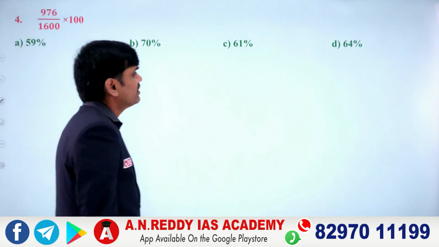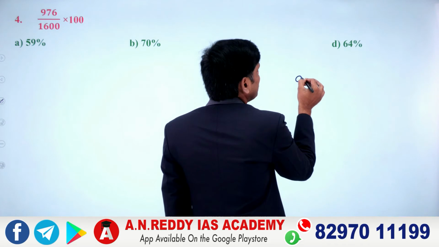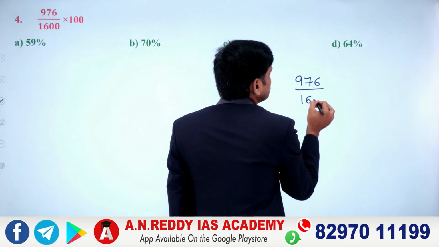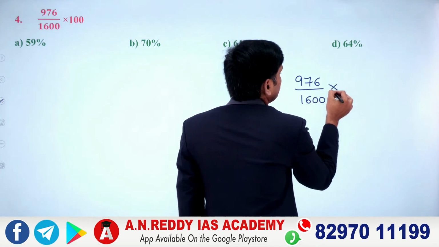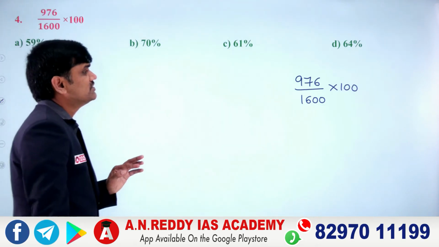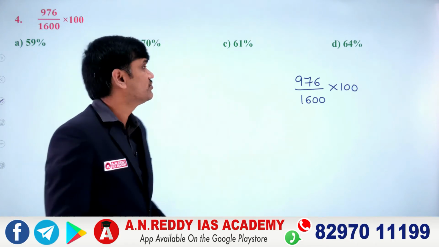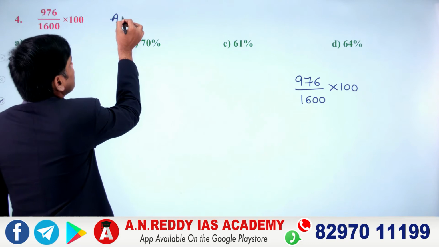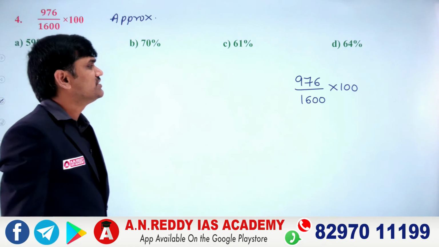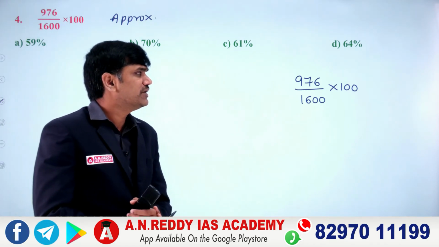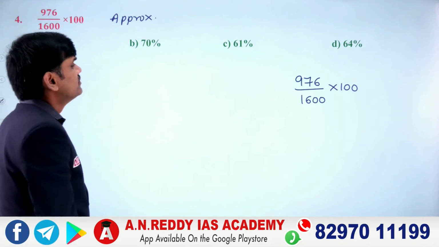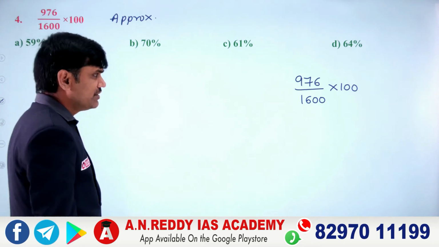976 by 1600 into 100. So whether I have zeros or not, I always go only by this method. 976 by 1600 into 100. Please remember, in this one, it is just an approximate value. So from here on, whatever answers I am going to take will be approximations. So 976 is what percent of 1600? Now go ahead.